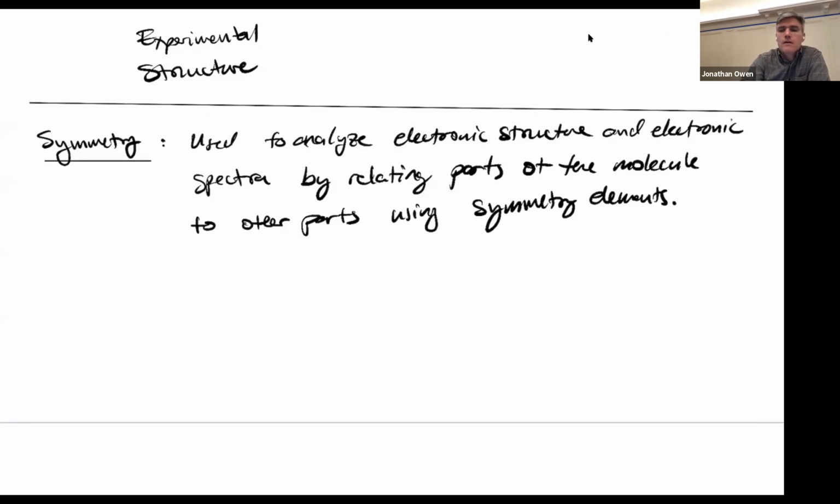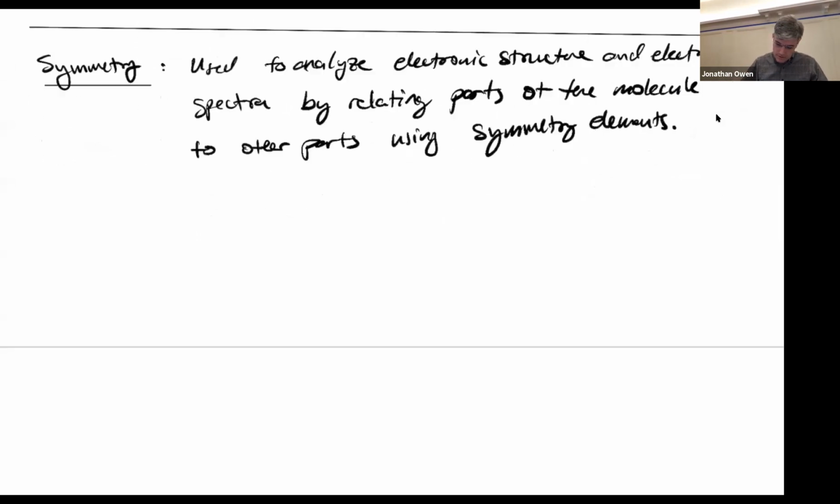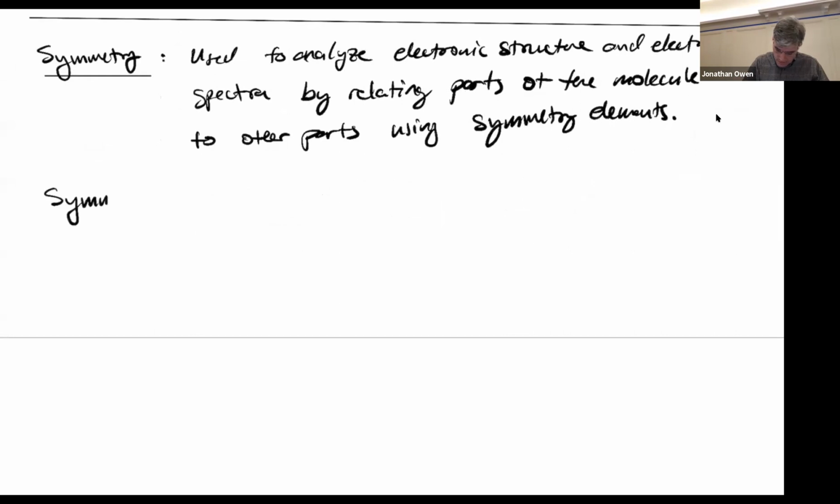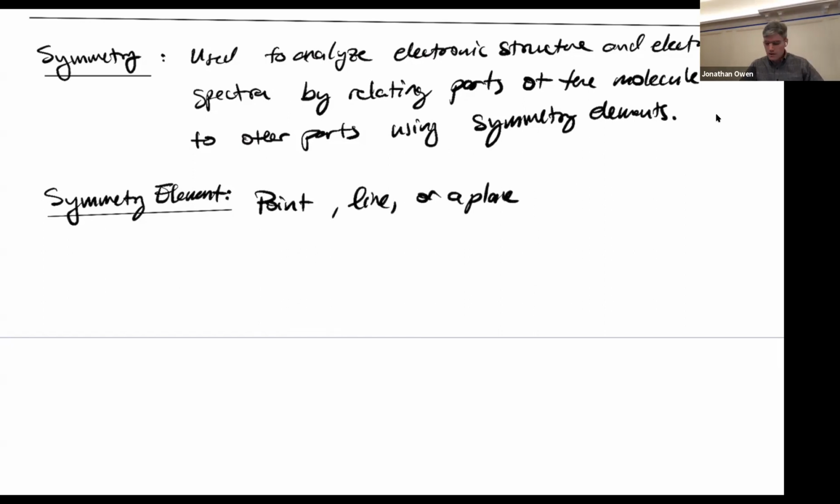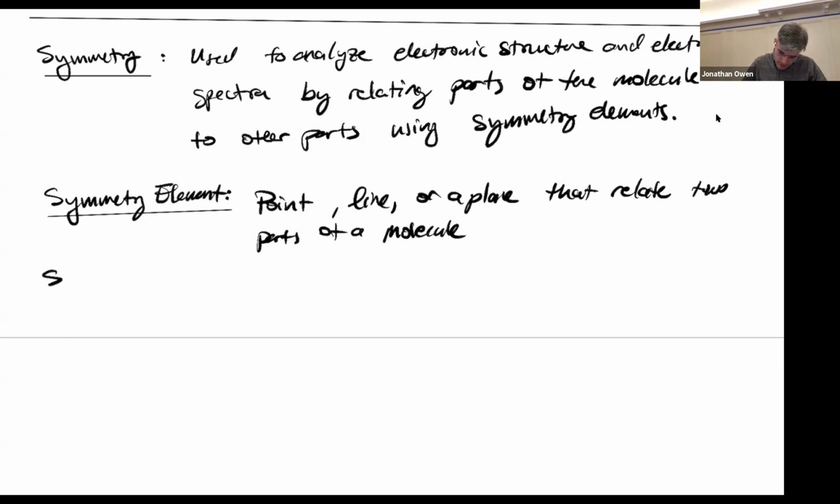Okay. So what's a symmetry element? A symmetry element is a point, a line, or a plane that relates two parts of the molecule. Let's do some examples. There's another thing that you need to know about called symmetry operations.